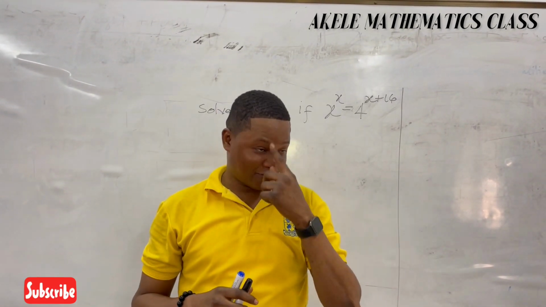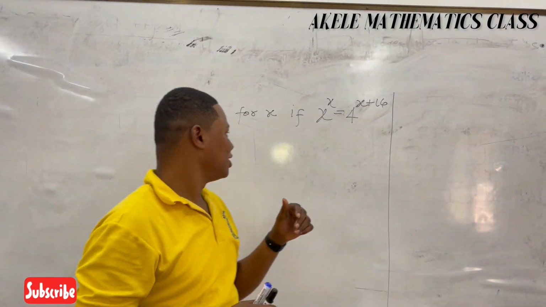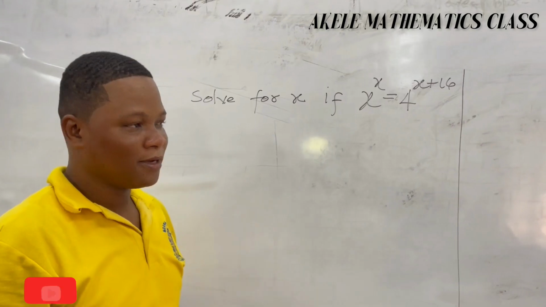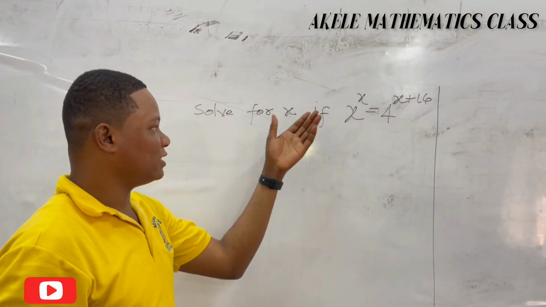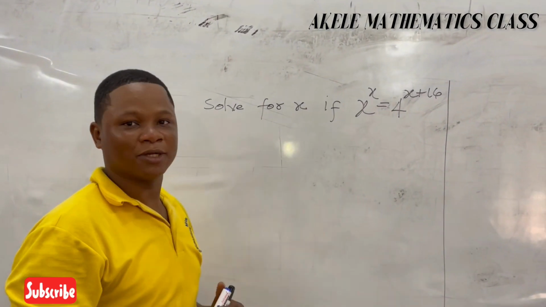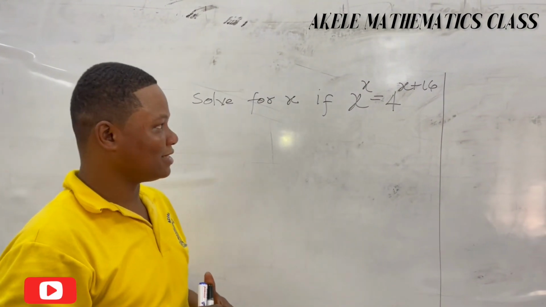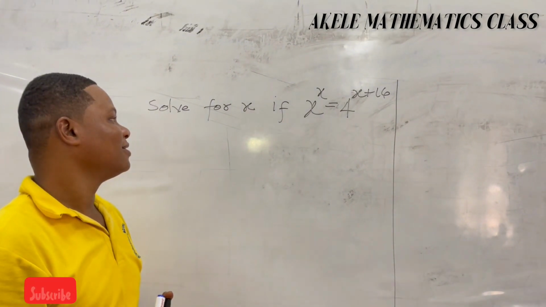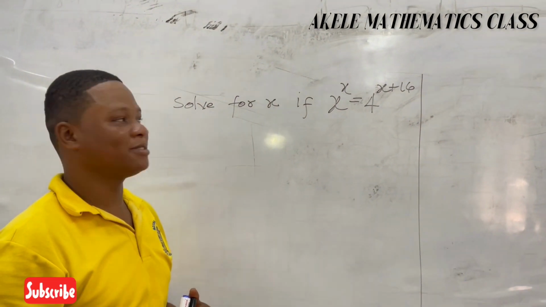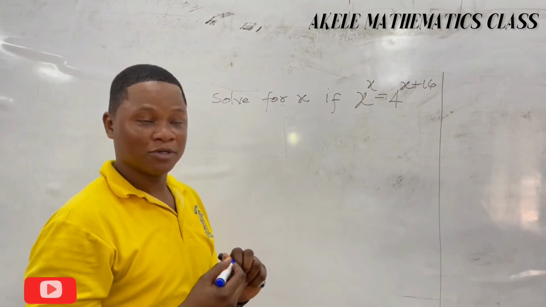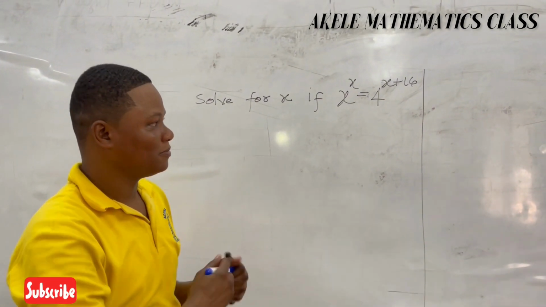And today we have a very fantastic question on the board, and the question is: solve for the value of x if x to the power x is equal to 4 to the power x plus 16. Now, if you look at this problem, it's a concept in indices, what we call an indicial equation. When you look at it, it looks scary, but as soon as we are tempted to solve it, there will always be a way to solve this problem. So let's zoom into the solution.